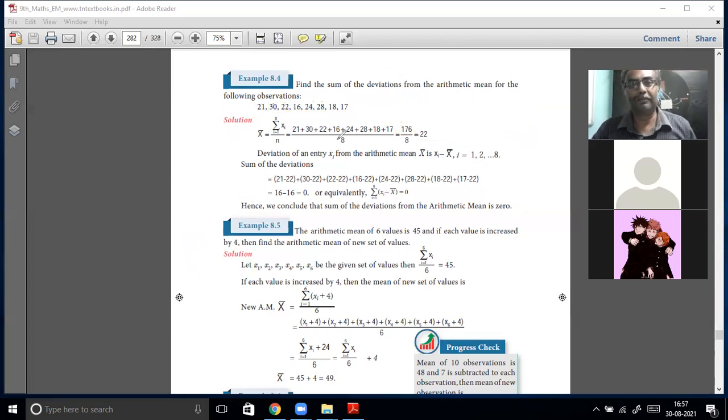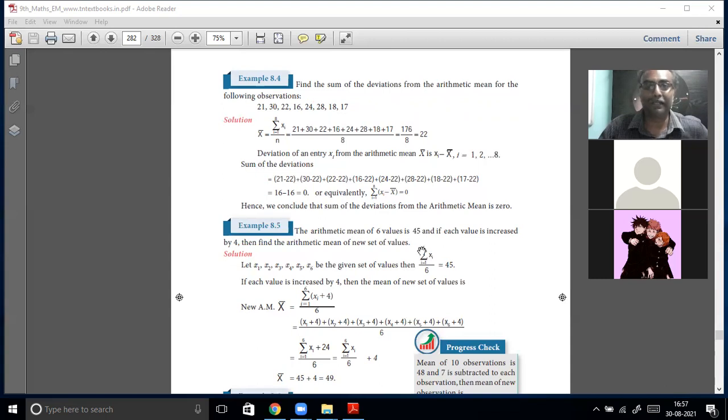Very simple example. If this kind of question comes, find the sum of the deviations from the arithmetic mean, you already know the answer. So you can cross check your answer and prove it is correct. Always attempt this sum if it comes, whatever other numbers they give also.